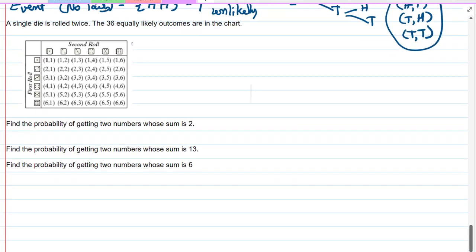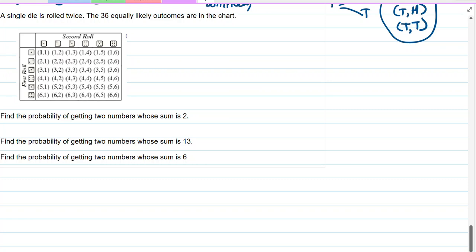Now we're getting to dice. A die is six-sided, so all of the numbers that you can draw are 1 through 6, and we're doing it twice. So they made this chart of 36 equally likely outcomes of rolling a fair die twice. If I roll a 1 and a 1, I get a 2. If I roll a 1 and a 2, I get a 3, and so on. We notice there's only one 1 and 1, and only one 6 and 6, which is 12. So the sums run between 2 and 12.